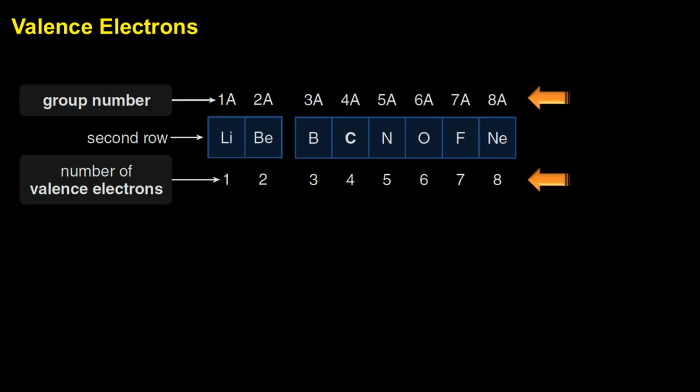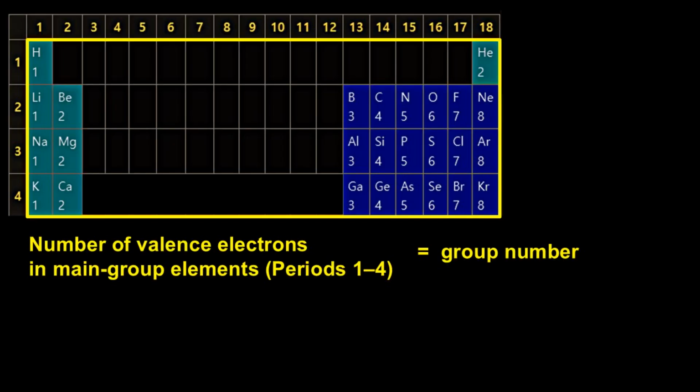Now, if you take a look at the periodic table, you'll notice something really helpful. The number of valence electrons is closely related to the group number. If you look more closely, you'll see that for most main group elements, especially in periods 1 through 4, the number of valence electrons matches the group number. If the periodic table uses group numbers from 13 to 18, you can just take the last digit to find the number of valence electrons. So for example, group 15 elements have 5 valence electrons, and group 16 elements have 6. It's a quick and easy trick for figuring them out.